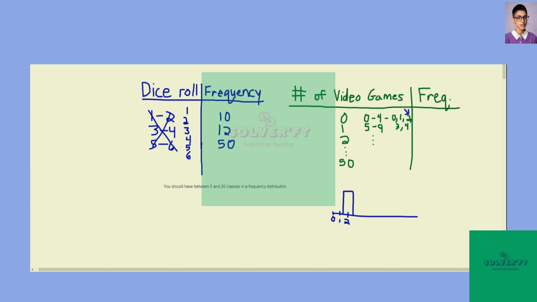We might still label the graph using different ranges. So we might still label this as 0 to 4 in our graph, but determining where to put it on our graph, we're going to put it right in the middle.